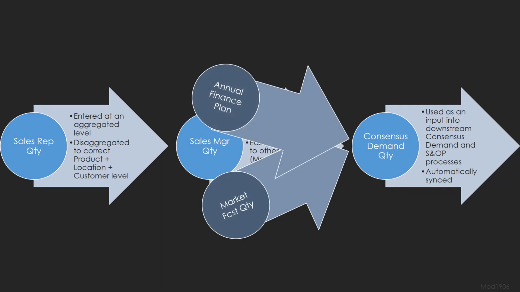And then finally, we have the consensus demand quantity, using the sales rep and the sales manager quantity for informational purposes or to have alerts to compare when they're significantly different. The consensus demand quantity is used as an input to downstream consensus demand and S&OP processes, and it is automatically synced.